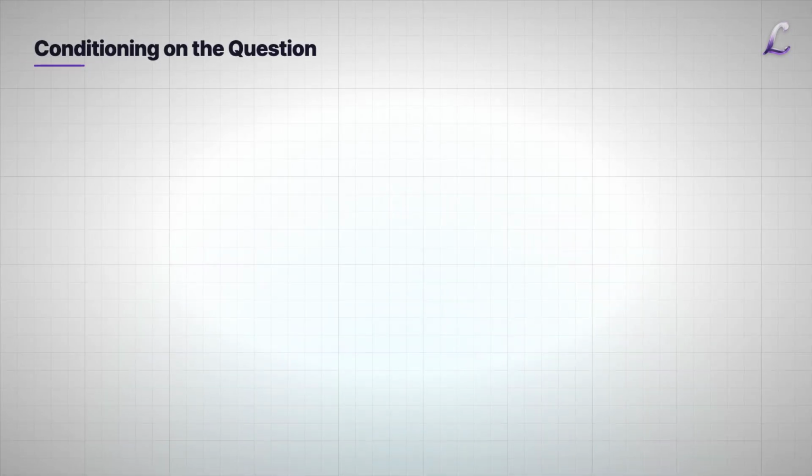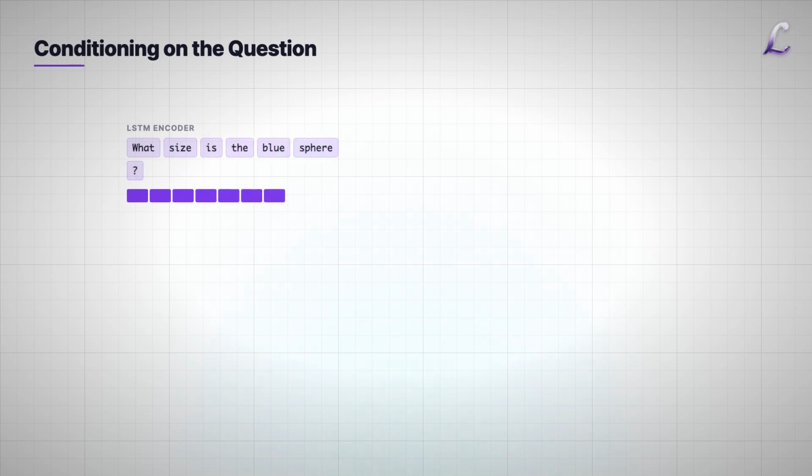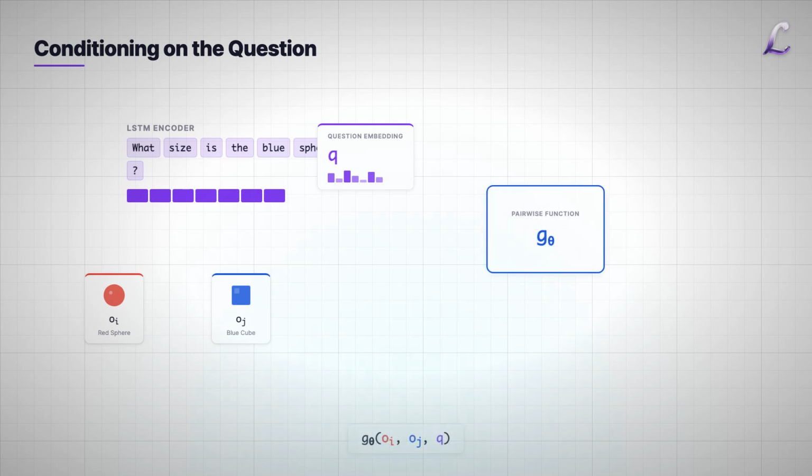Of course, context changes everything. "Is it left of" requires different math than "is it darker than." So the g theta function actually takes three inputs, object A, object B, and the question embedding q. The question is processed by an LSTM into a vector, and that vector is appended to every single pair. This acts as a control signal, directing the g function on which relationship to measure.